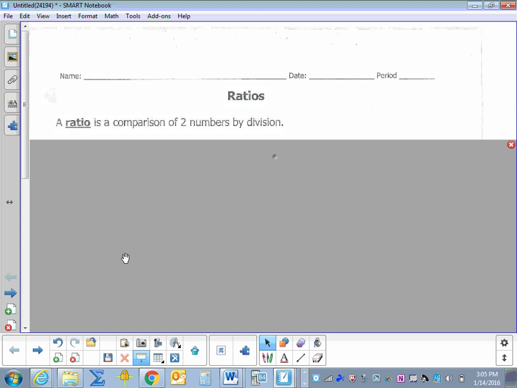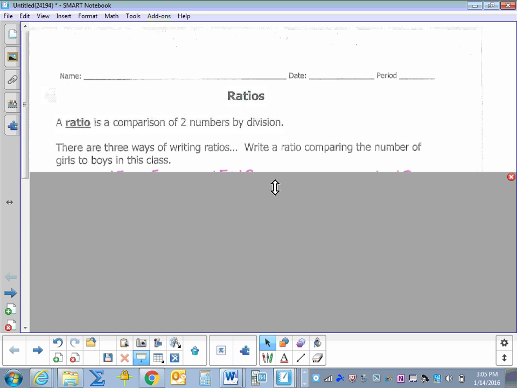Ratios. A ratio is a comparison of two numbers by division. There are three ways of writing ratios. Write a ratio comparing the number of girls to boys in this class.